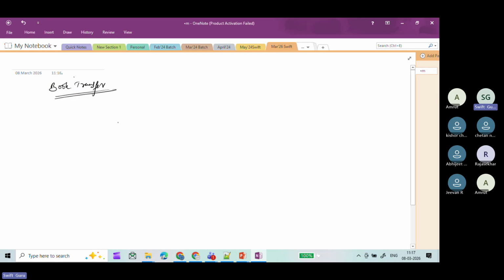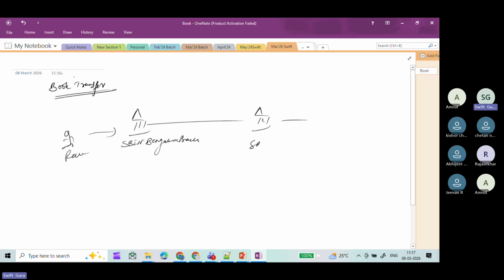Any transfer that happens within the bank is called a book transfer. It is within the book of the bank. For example, State Bank of India, Bengaluru branch. One person, let's say Ram, wants to make a fund transfer to his friend who holds an account in State Bank of India, Delhi branch. Let's say his name is Sam.